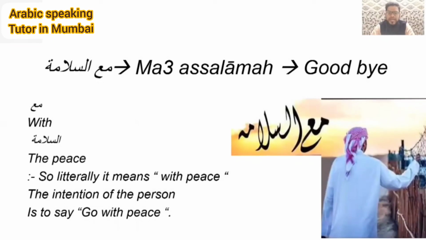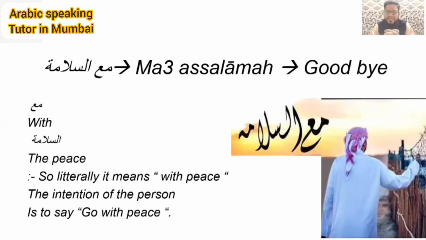Now, goodbye. مع السلامة. Let us see each and every word. مع means with. It's a preposition. And assalama, we have already learned, means peace. So literally it means with peace. The intention of the person is to say go with peace. مع السلامة.